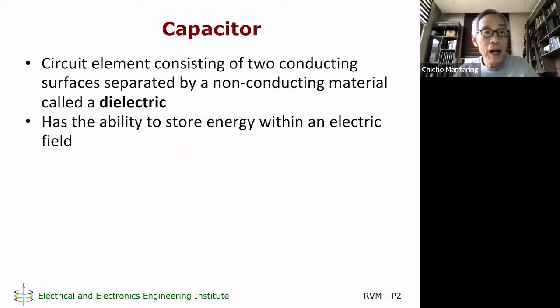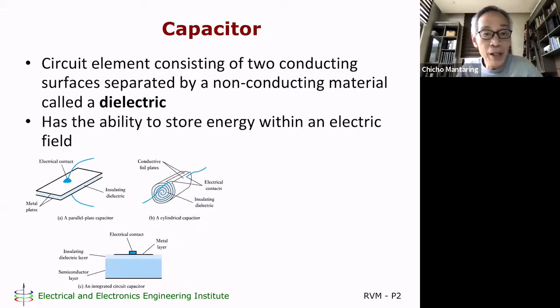So let's start with the capacitor. A capacitor is a circuit element consisting of two conducting surfaces separated by a non-conducting material called a dielectric. A dielectric is a fancy term for insulator. So it's two conducting surfaces separated by an insulator. And the capacitor has the ability to store energy within an electric field.